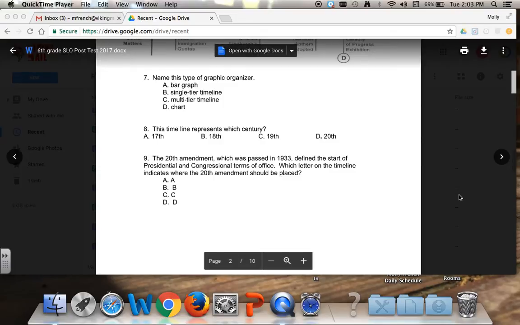Number 9. The 20th Amendment, which was passed in 1933, defined the start of presidential and congressional terms of office. Which letter on the timeline indicates where the 20th Amendment should be placed? A, B, C, or D?